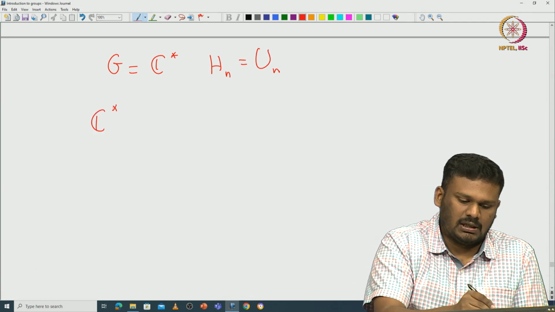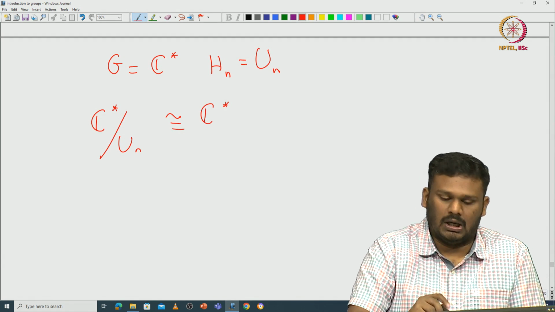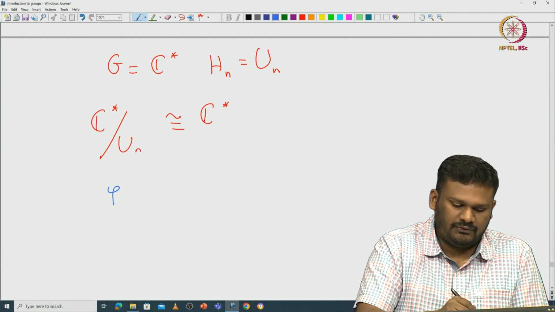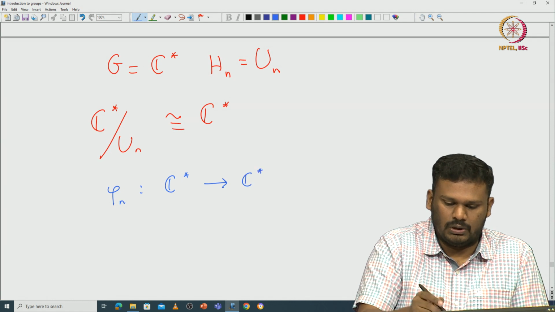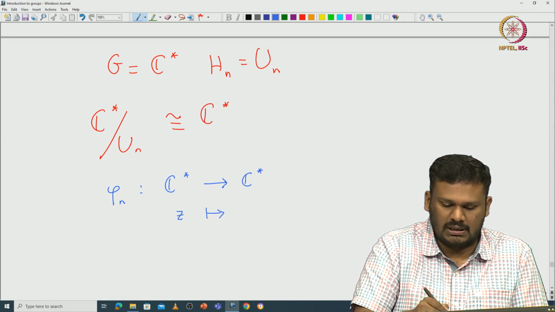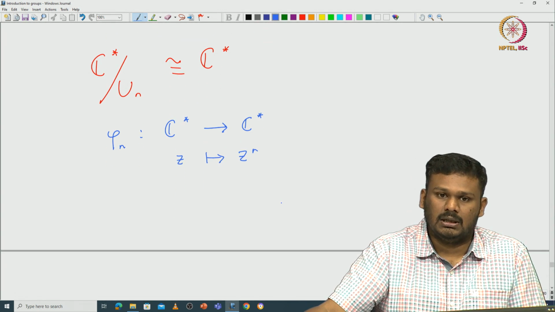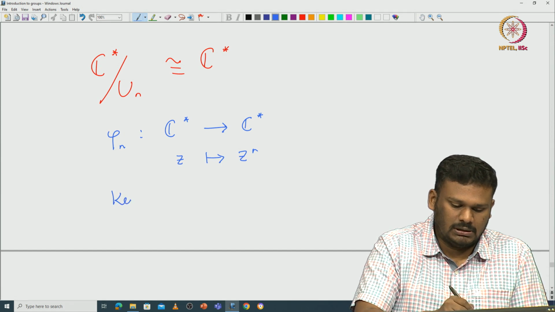So C star modulo U_n is actually isomorphic to C star itself. How can one see this? Define this map, call it phi_n, from C star to C star. You take z and send it to z to the power n. This is naturally a group homomorphism. Then what will be the kernel of this map?